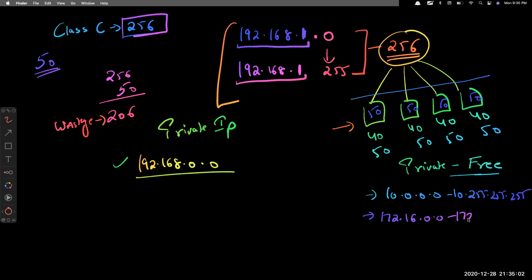172.16.0.0 to 172.31.255.255, which means any IP starting from 172.16 to 172.31 is a private IP, and in class C we have 192.168. So any IP starting with 192.168 is a private IP.